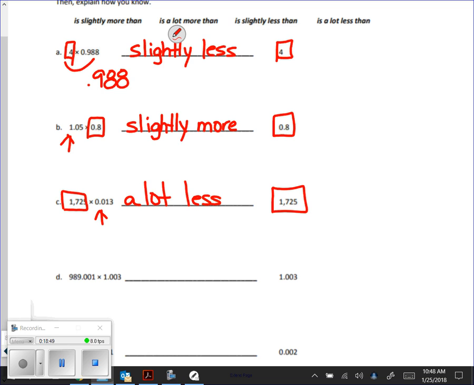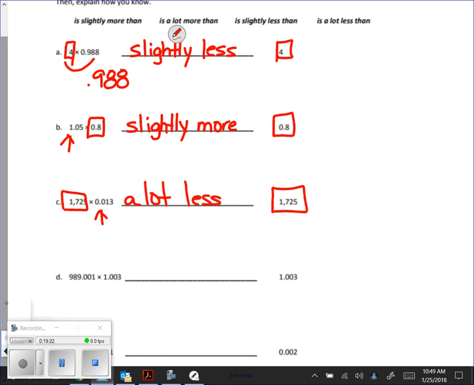They don't want you to work it. What they want you to do is use what you know about numbers. They want you to use what you know about place value. Can you look at that and tell that that's less than 1? You should be able to look at that and go, okay, that's less than 1. How much less than 1? A good bit. So if I multiply those together, it should be a lot less than my original number.